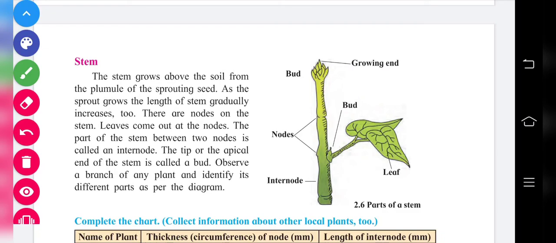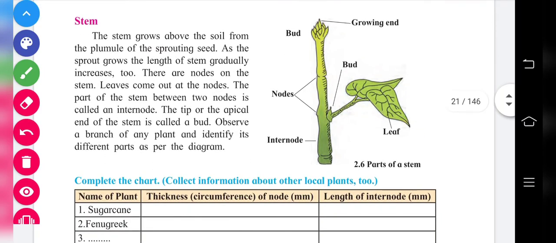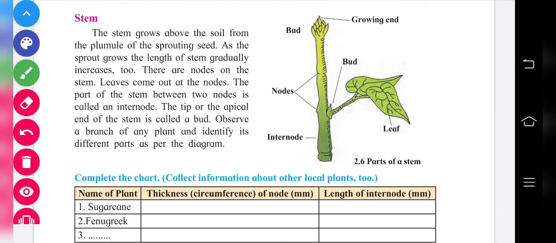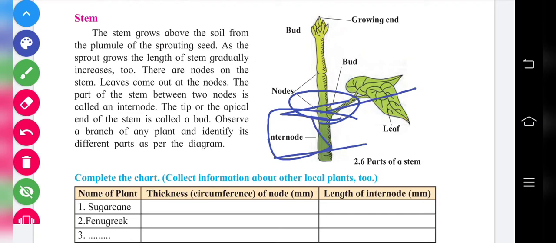Nodes on the stem are the points from where the leaves come out. So where is the node? Here is the point where the leaves come out. That point is called the node. The next point is that the part between two successive nodes is called the internode. Next, the tip or the apical end of the stem is called the bud. So the outermost or last part, the end part or tip part, is called the bud.